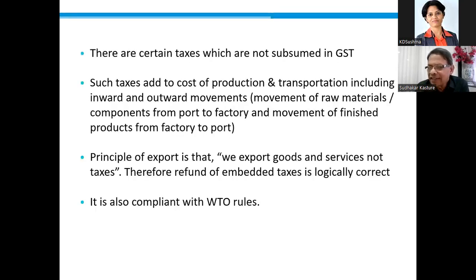There are certain taxes which are not subsumed in GST. Such taxes add to the cost of production and transportation, including inward and outward movements. For example, movement of raw materials and components from port to factory, and movement of finished goods from factory to port. Understand this carefully. You are exporting goods. You are bringing an empty container to your factory, filling the cargo into that container. The container goes out of the factory to the port.